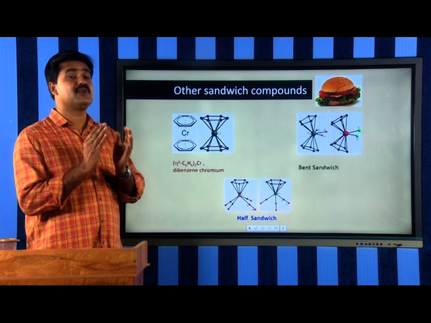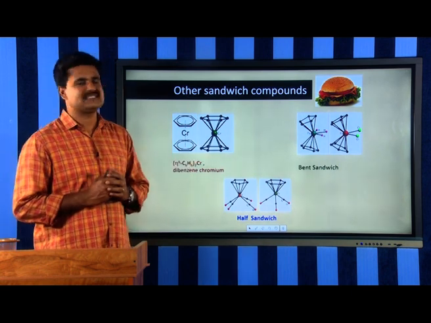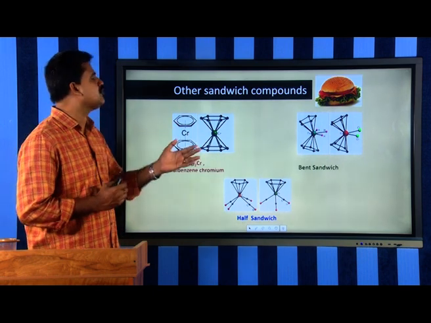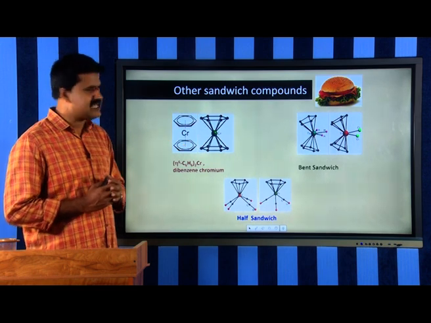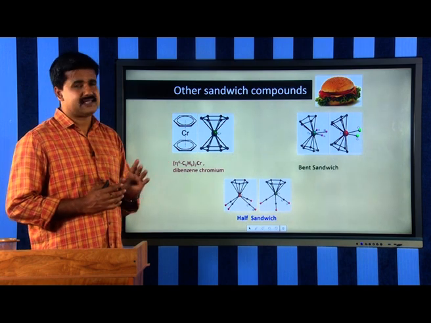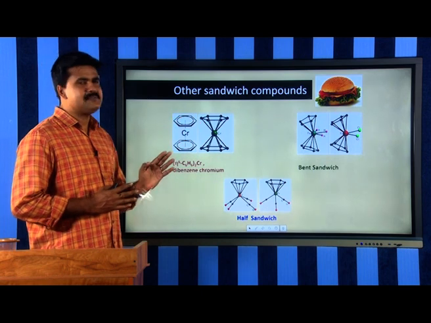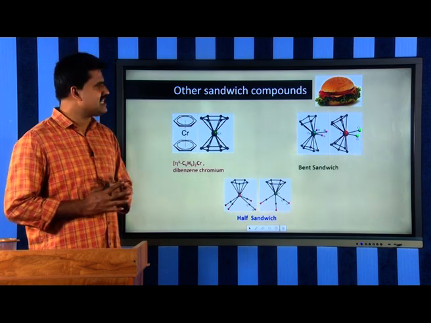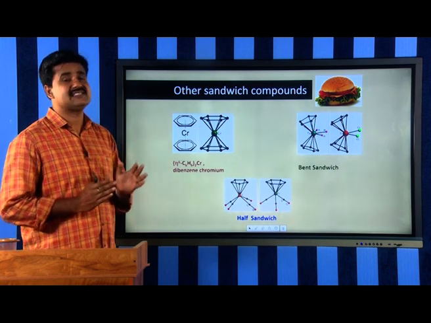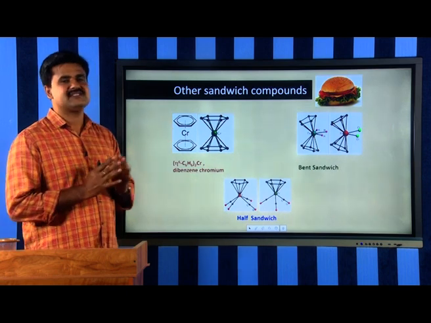And sandwich compounds may have structural variations also. For instance, bent sandwich compounds are also there. For example, tantalum and titanium can form bent sandwich molecules as shown here. The first compound is Cp2TaH3, where 3 hydrogen atoms are ligands. And in the second case, titanium Cp2Cl2, with 2 Cp rings and Cl2. These 2 compounds are good examples of bent sandwich molecules, that is, some structural deviation from the normal sandwich structure.